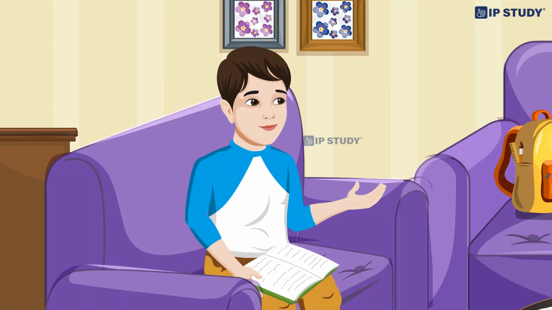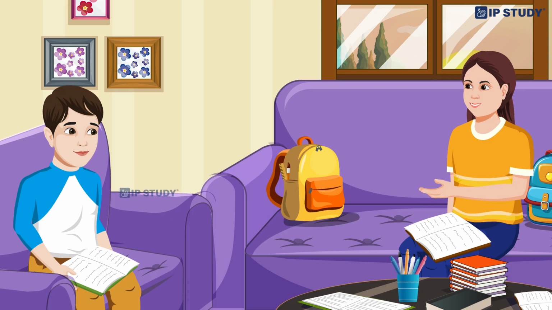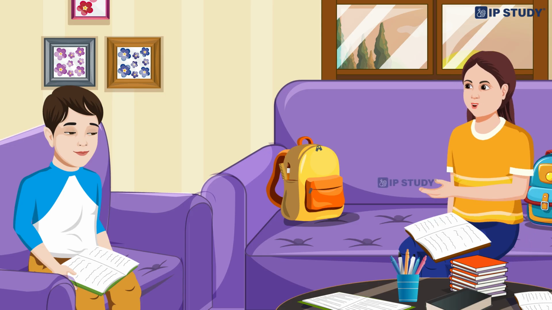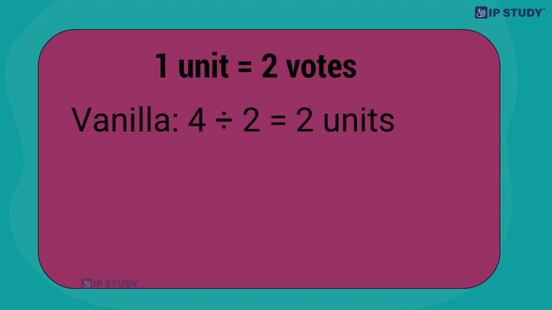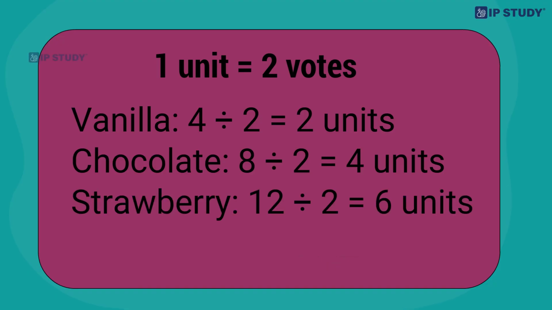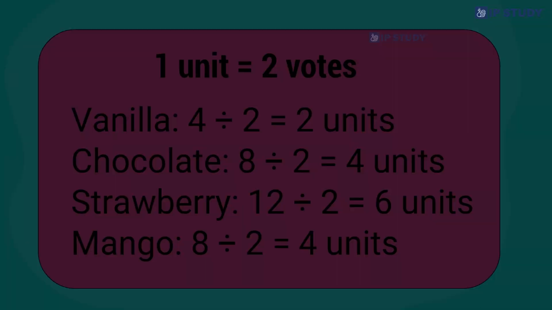What are those bars you are drawing, Urvashi? These are for a bar graph. It helps us compare all the flavors side by side. We'll make each 1 unit equal to 2 votes. So, vanilla: 4 divided by 2 is equal to 2 units. Chocolate: 8 divided by 2 is equal to 4 units. Strawberry: 12 divided by 2 is equal to 6 units. Mango: 8 divided by 2 is equal to 4 units.